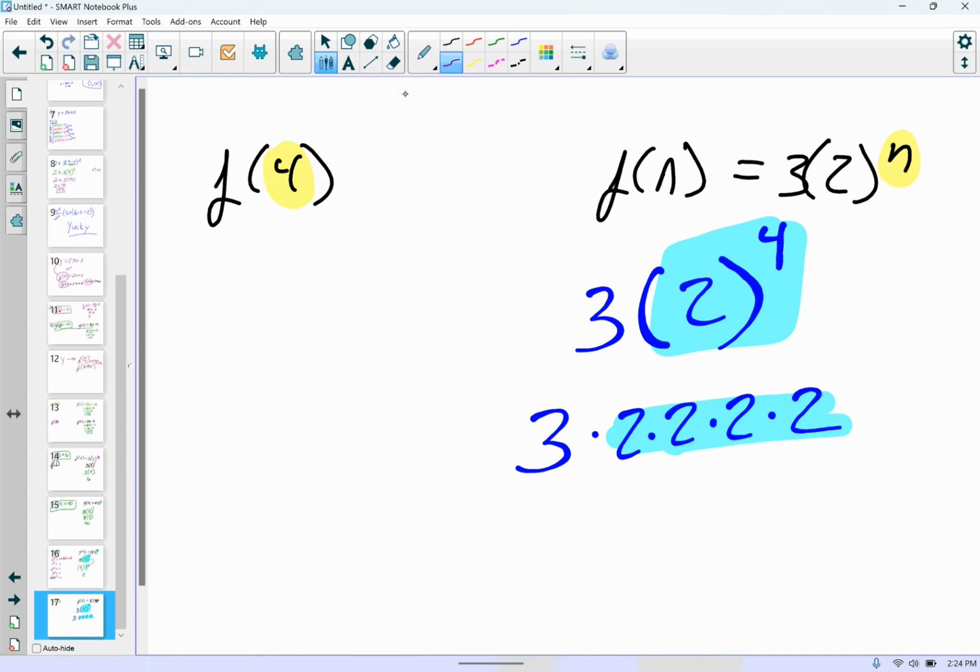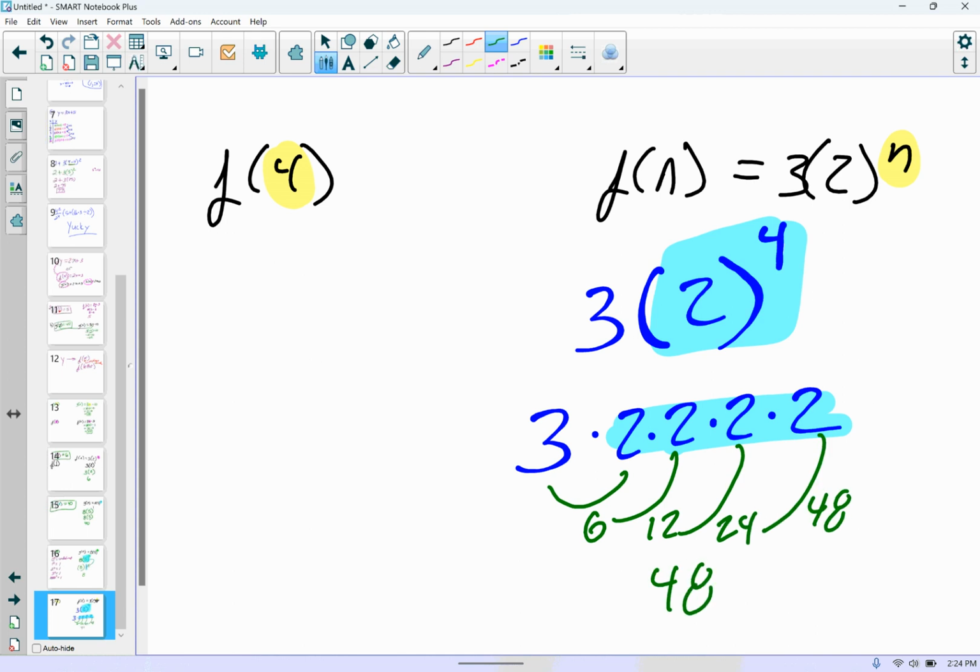And let's do some math. Ready? 3 times 2 is 6. 6 times 2 is 12. 12 times 2 is 24. 24 times 2 is 48. So this answer is 48. So F at 4 equals 48.